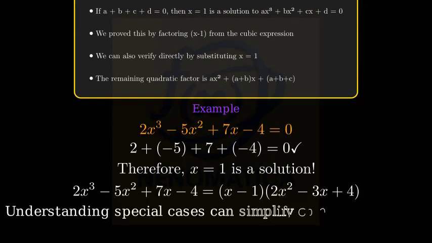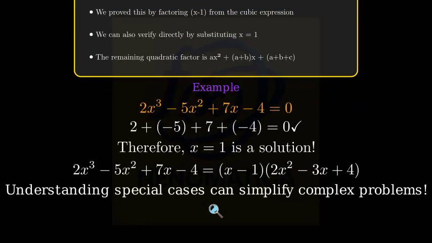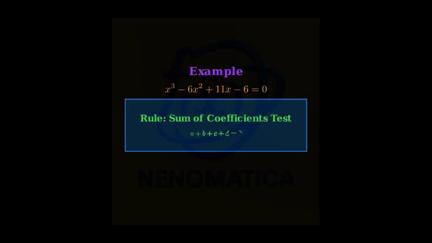This theorem is just one of many special cases in polynomial equations that can help us find solutions more easily. Remember, mathematical patterns and properties like this one can significantly simplify complex problems. Let's find the roots of the following cubic equation: x cubed minus 6x squared plus 11x minus 6 equals 0. We can observe that this is a third-degree polynomial, and we'll use a special method to solve it. The first step is to check if the sum of the coefficients equals 0.